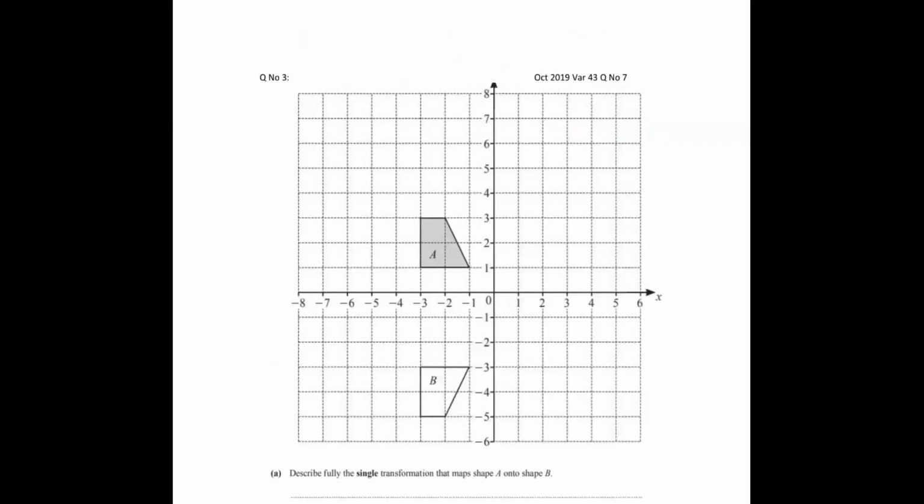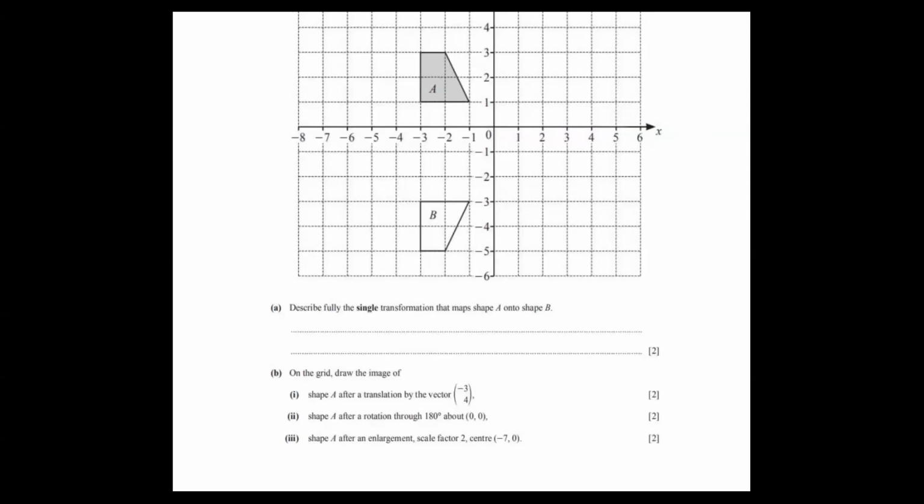So let's start, student. This is a question we have. It came in October 1943, question number 7. Okay, and what is the question here? We can see the last part of the question says to draw on the grid. Grid means this graph we have been given. On the grid, draw the image of shape A. So shape A is my concern. After enlargement, scale factor 2, and center given -7, 0.